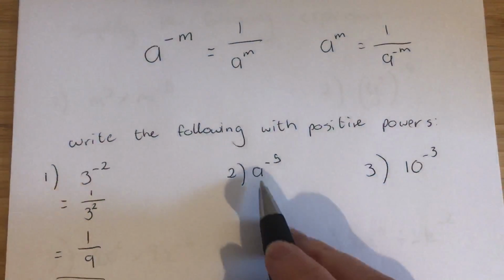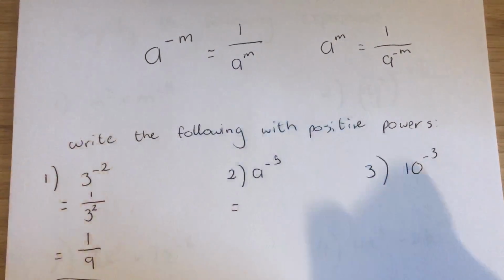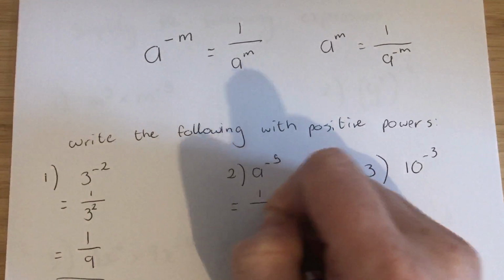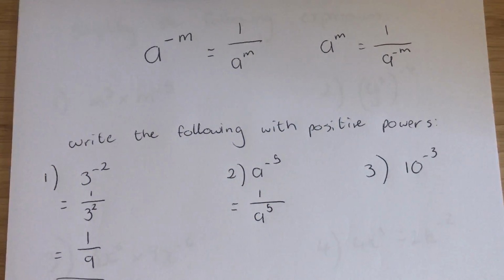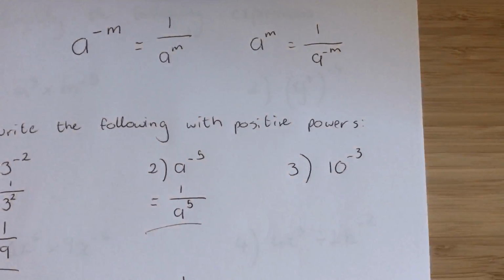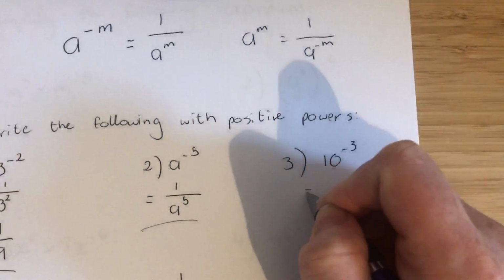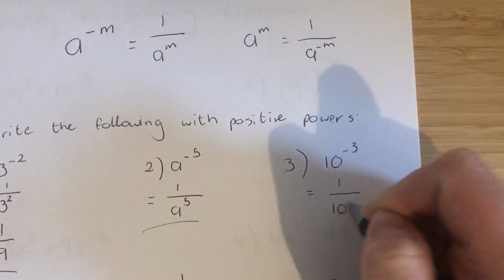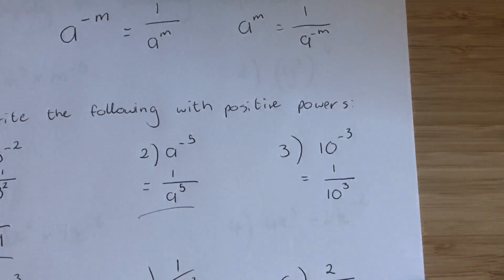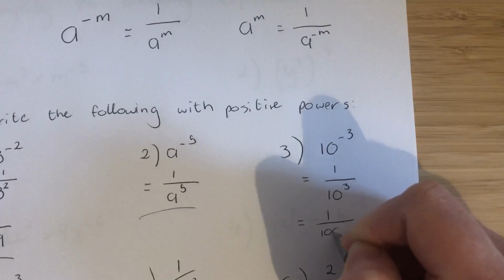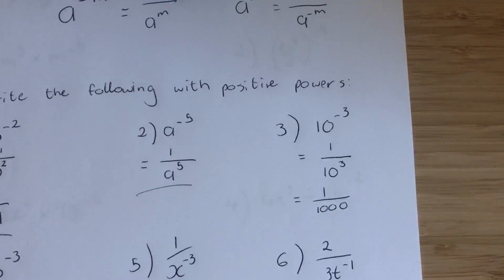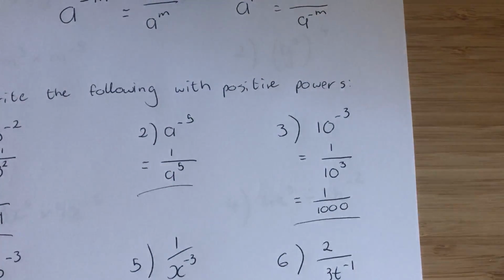Having a look at the next one, a to the power of negative 5. So we want to change that to positive, so we have to move it to the denominator and change the power to positive 5. That's 1 over a to the 5. 10 to the power of negative 3. So again, move it to the denominator, change the power from negative to positive. 10 cubed, so 10 times 10 times 10 is 1,000. So that becomes 1 over 1,000.